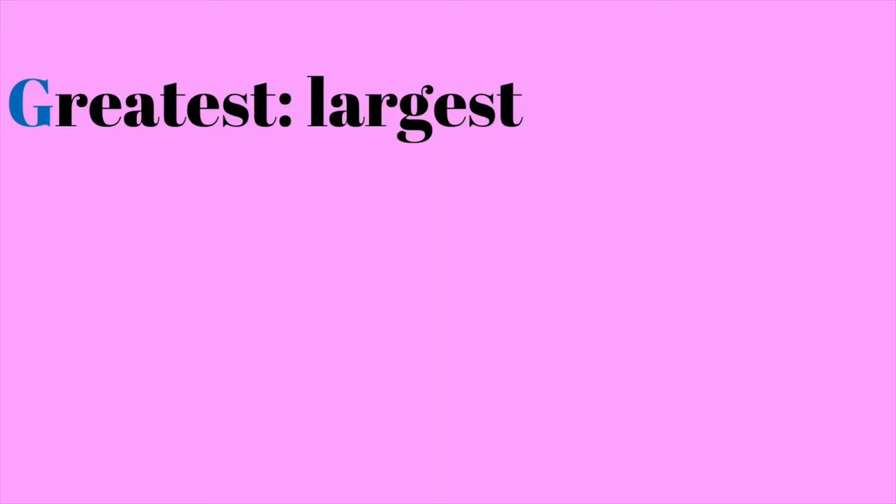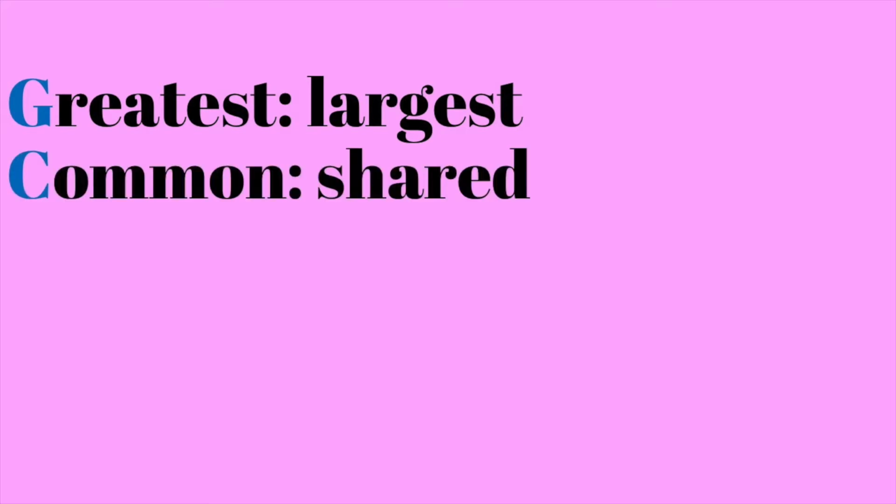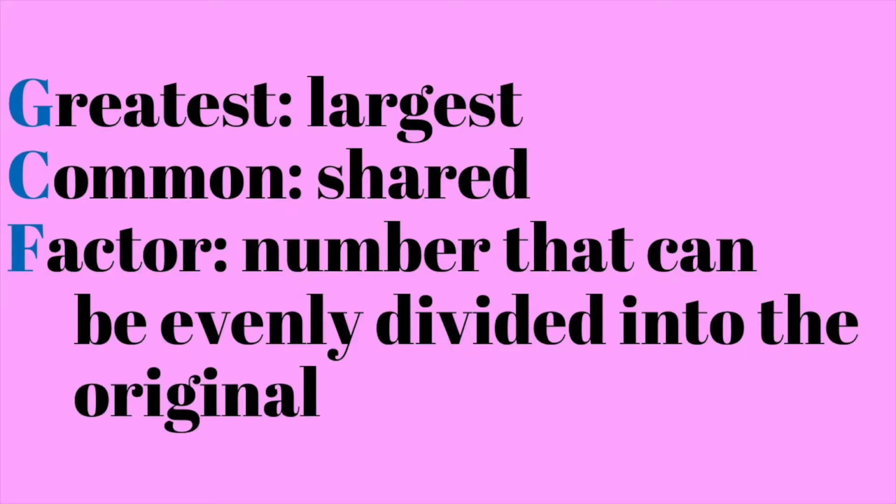So if we break down this term, greatest common factor, into its component words, we're basically looking at this. Greatest means the largest, obviously. Common means something that is shared. So when we're talking about the greatest common factor, we definitely have two or more numbers to begin with. And don't forget that a factor is a number that divides evenly into the original.